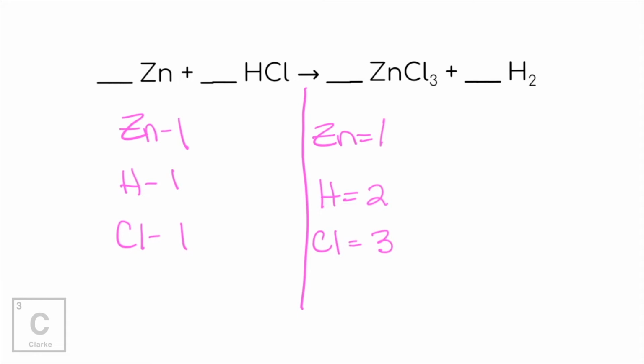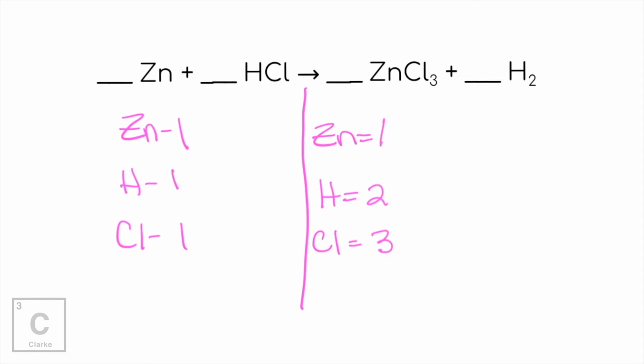Now, we can only add coefficients. That means we can only put numbers in these blanks. What we cannot do is add subscripts. We can't change these subscripts. We can't add new subscripts in. I couldn't just throw a 3 right here so our chlorines are equal on both sides. We can't do that. What we can do is add coefficients. Now look, our zinc, it's already 1 and 1 on both sides, so that is not where we would start.